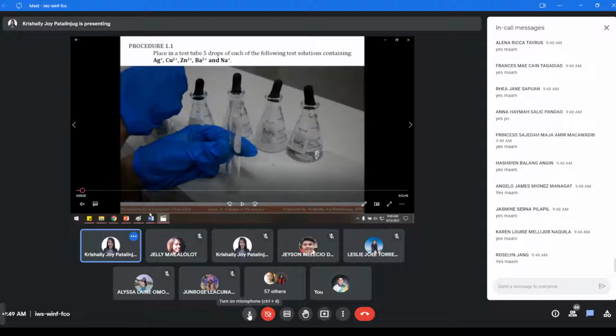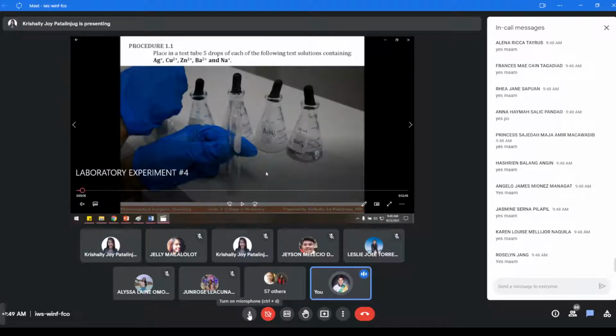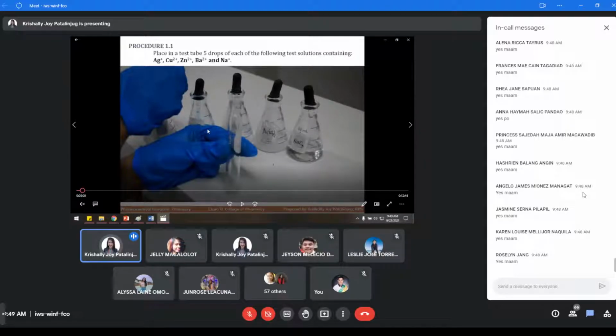Procedure 1.1, place in a test tube 5 drops of each of the following test tube solutions containing silver, copper 2, zinc, barium, and sodium. Okay, thank you, Nathaniel. Okay, in your procedure 1, it is stated in worksheet 4.